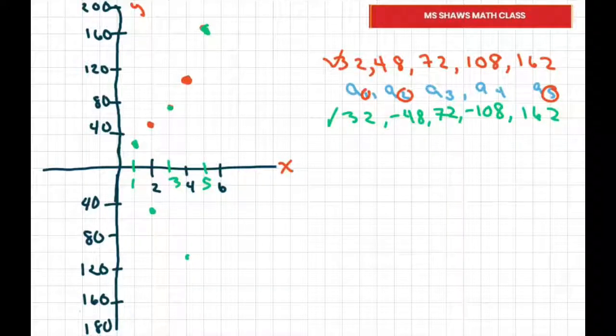All right. So there's kind of how the graph would be. If you wanted to do them separate graphs, you could.